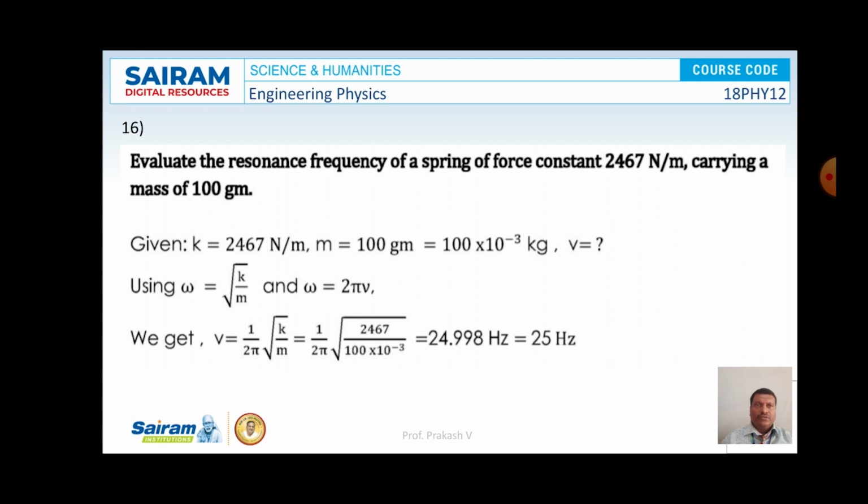We know that omega is equal to square root of K by M, and omega is equal to 2 pi mu. So mu is given by 1 by 2 pi into square root of K by M, that's equal to 1 by 2 pi into square root of 2467 by 100 into 10 to the power minus 3. On simplification, the value of mu is equal to 24.998 Hz, or it is equivalent to 25 Hz.